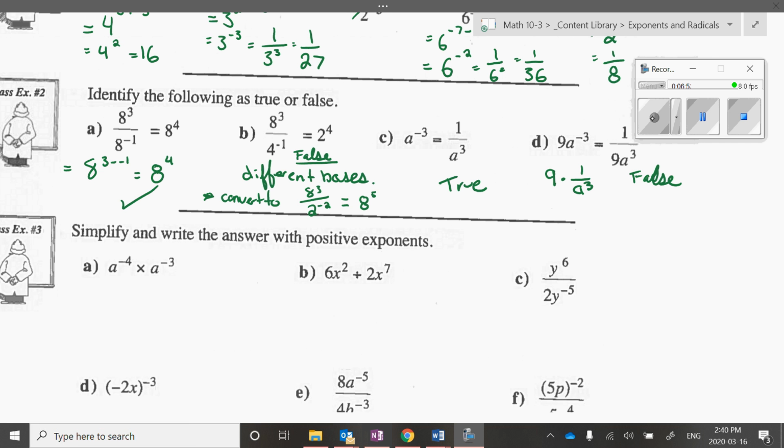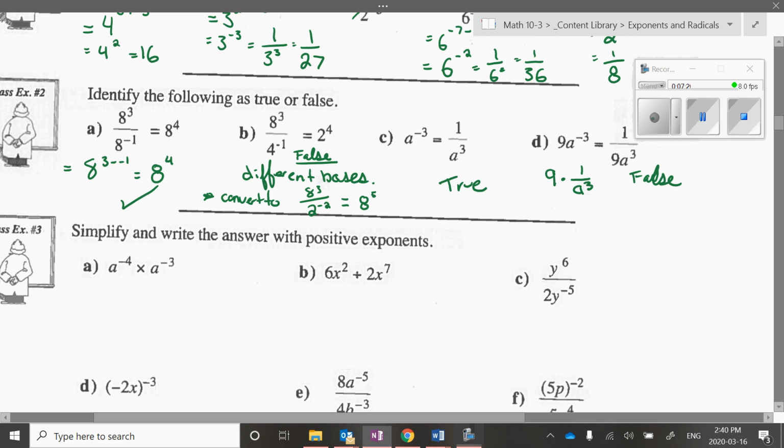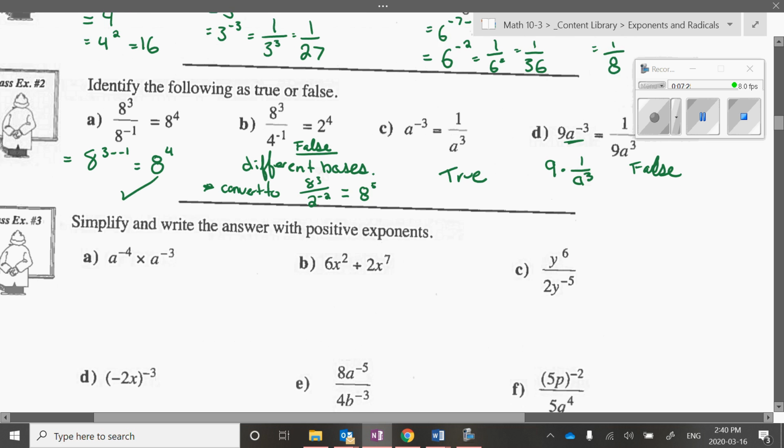So take a moment and go through them. The two that are really important that I want to make sure you're reviewing. So on B, 4 to the power of negative 1 gives us a different base than my numerator. If I convert that to be 2 to the power of negative 2, I still get 4 at the end, or a quarter I should say. At the end of the day, I get two different answers from that. So you have to have the same base to be able to do any of these operations. And on D, what's really important to note, only the A has the exponent attached to it, not the 9. So that's a really easy place for mistakes.